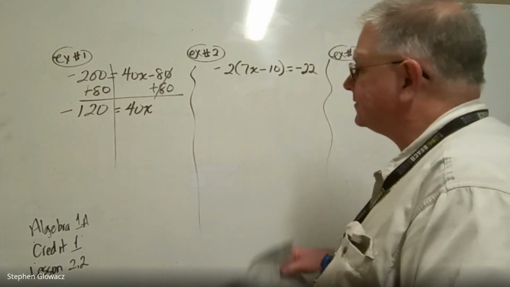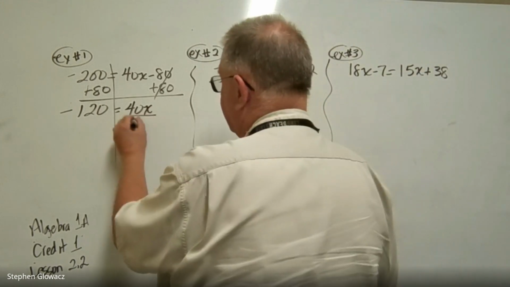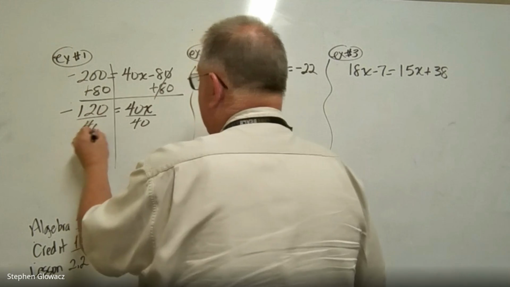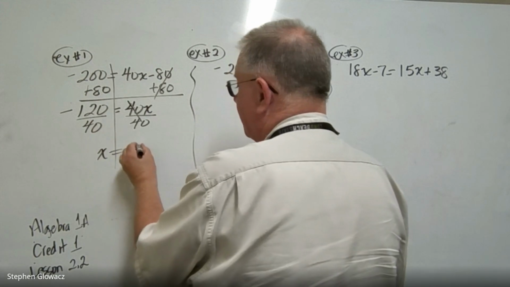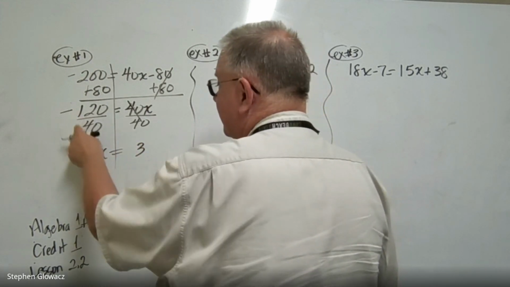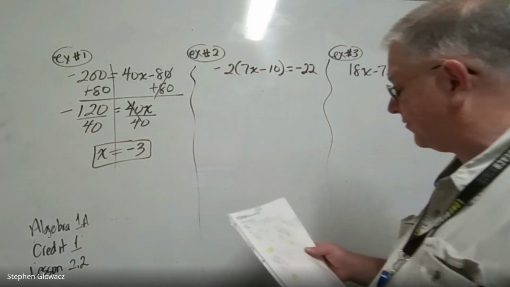Our second and final step: x is being multiplied by 40, so we divide by 40 on both sides. And the 40s cancel out. 120 divided by 40 is 3, and negative divided by a positive is a negative. So our answer is negative 3.